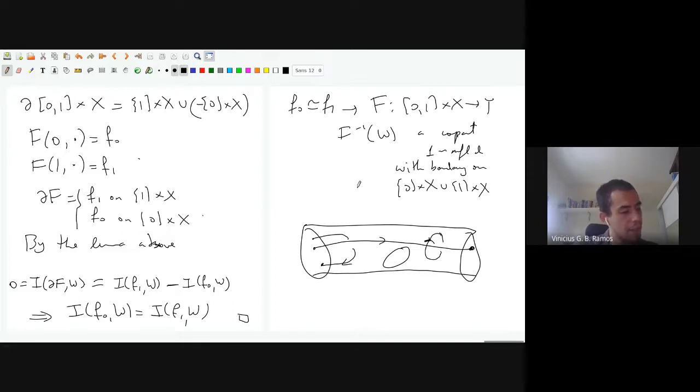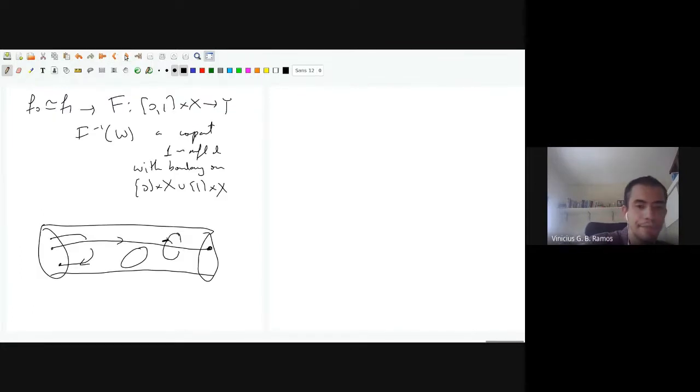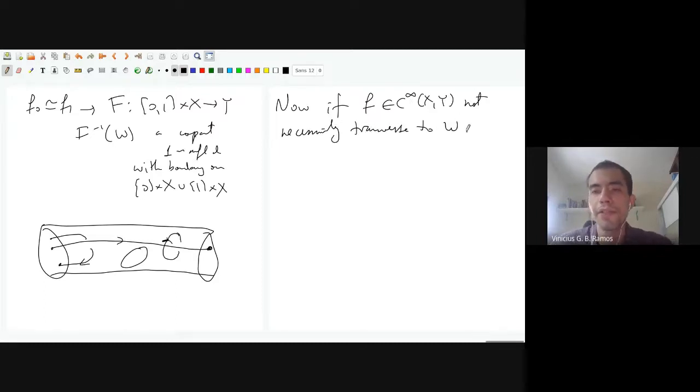Okay? So just to finish, as an application of this proposition, now, if f is some smooth function that's not necessarily transverse to W, and with the same dimension conditions, then what's great is that we can still define the intersection number of f and W. And how do you do that?